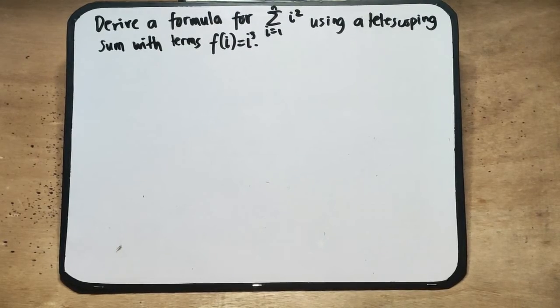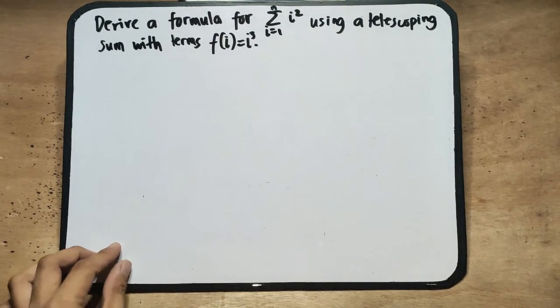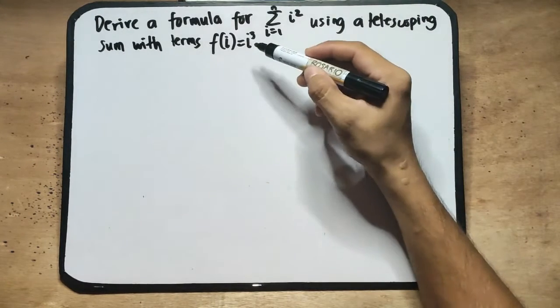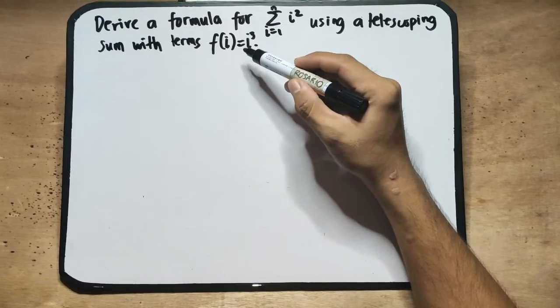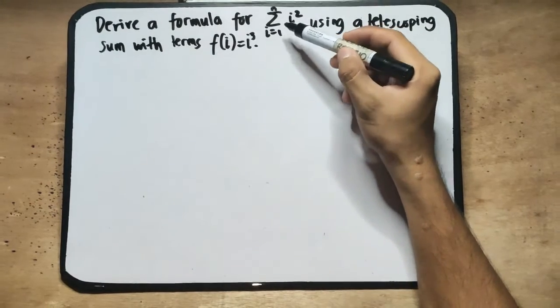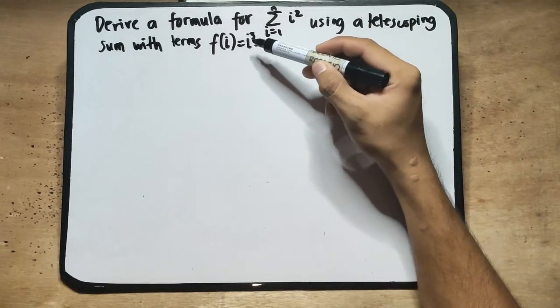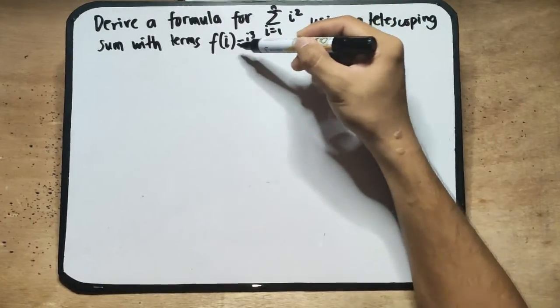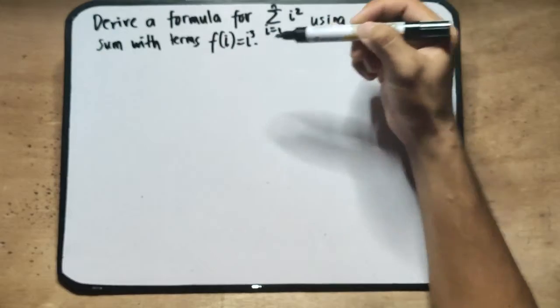In this example, we derive a formula for the summation of i squared from 1 to n using a telescoping sum with terms f of i equal to i cubed. Okay, so ang term daw ng mga ilalagay dito, we have f of i is equal to i cubed. So let's try to use the telescoping sum for this one.